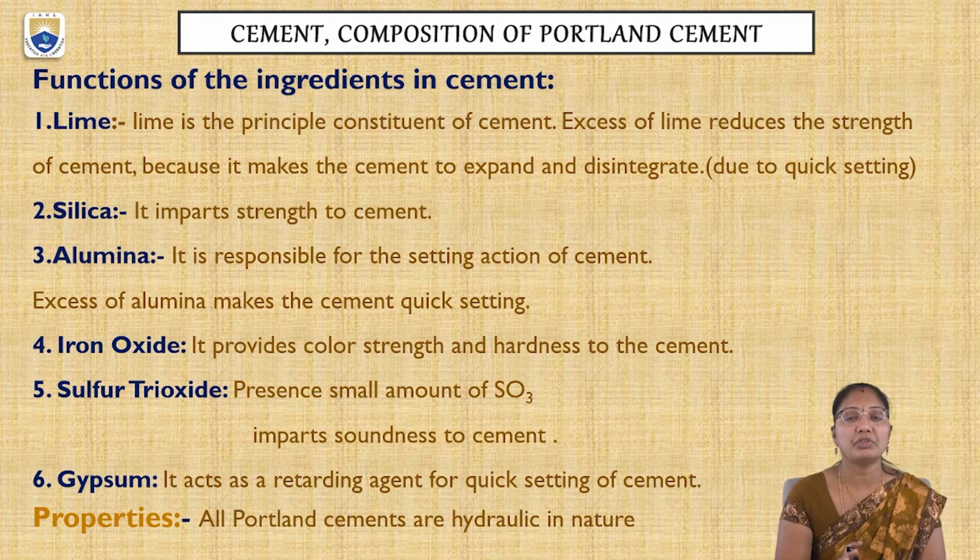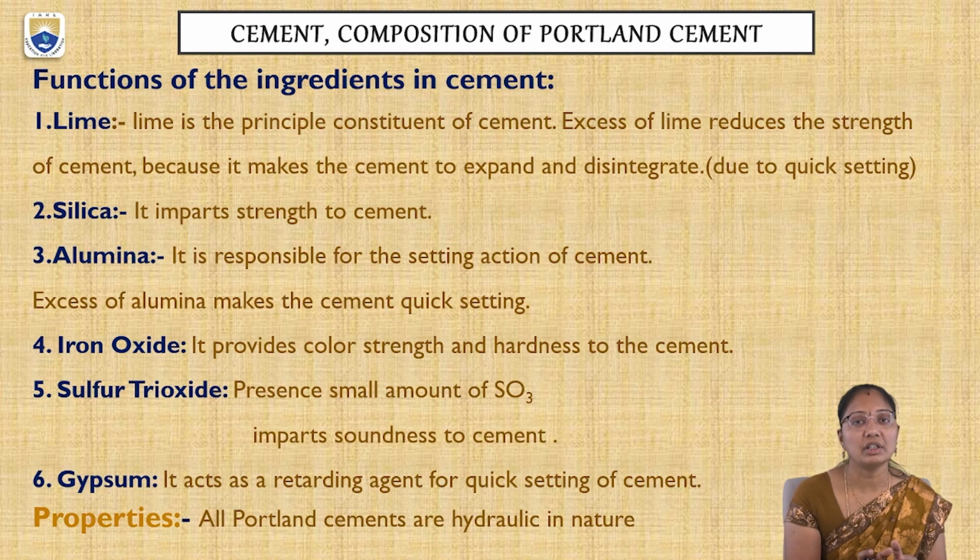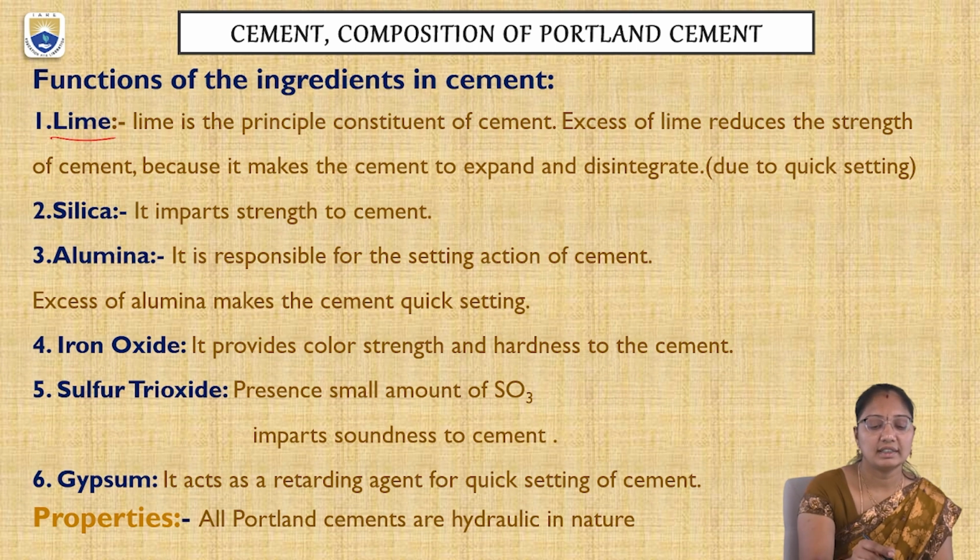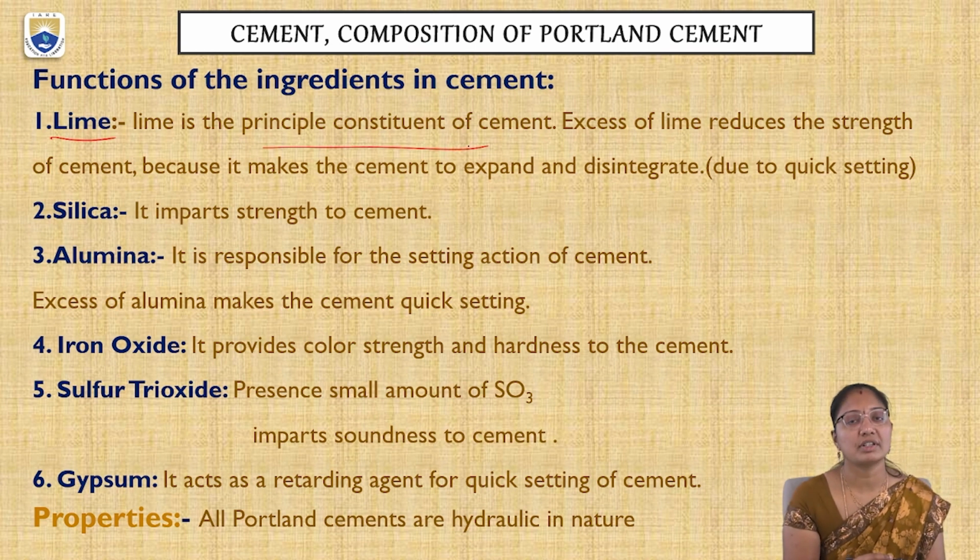So we have now known the composition and what elements are present in the cement. Now we are going to see how each one functions and how it is useful. We are going to look at the ingredients present in Portland cement. First and foremost, the highest percentage, around 60 to 70%, is lime, which is calcium oxide. This is the principal constituent of cement, the main component.